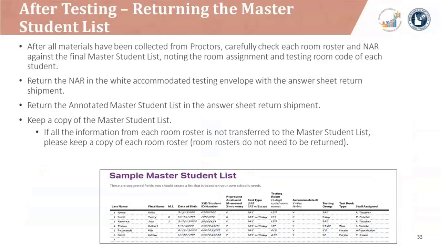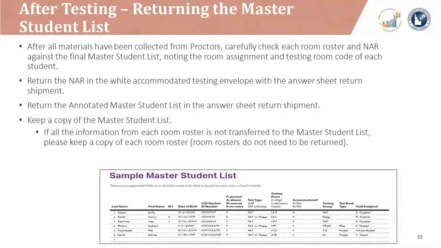Now let's talk briefly about returning the master student list after testing. After all materials have been collected from proctors, the test coordinators should carefully check each room roster and NAR against the final master student list, noting a room assignment and testing room code for each student.